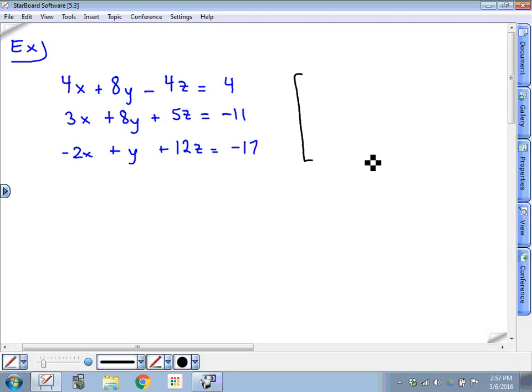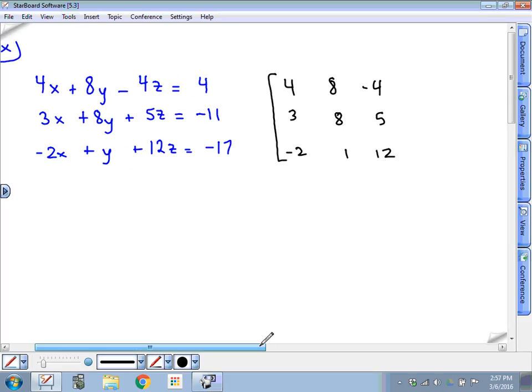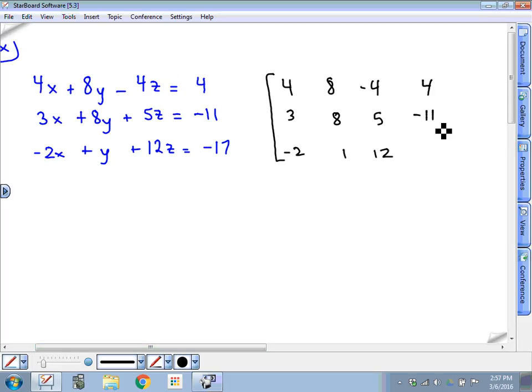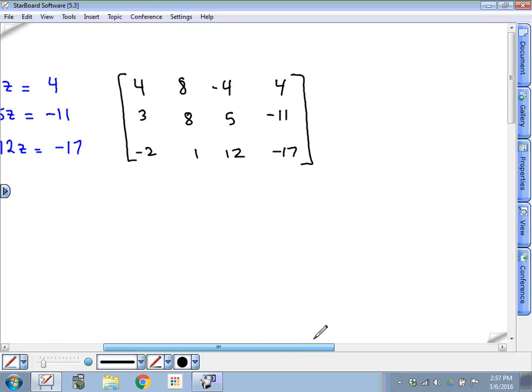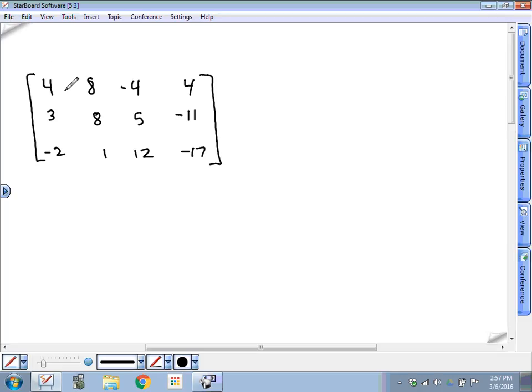First step would be creating the augmented matrix. So 4, 3, -2, 8, 8, 1, -4, 5, 12, 4, -11, -17. So there's your augmented matrix. Remember the order for Gaussian elimination or the process. You want to get this to be a 1, and then zeros beneath it. Then this should be a 1, a 0 beneath that, and then that should be a 1.